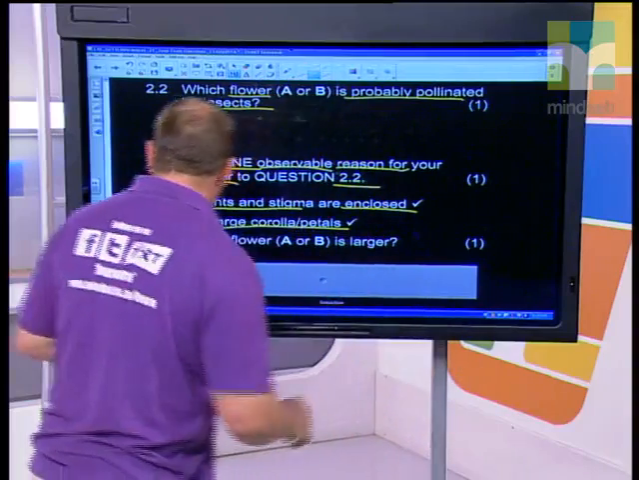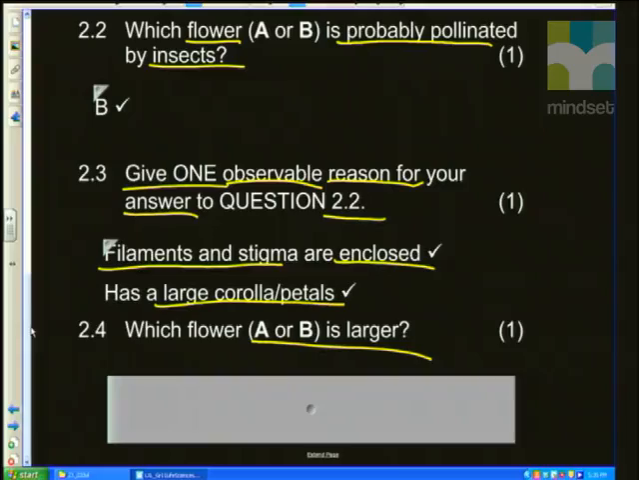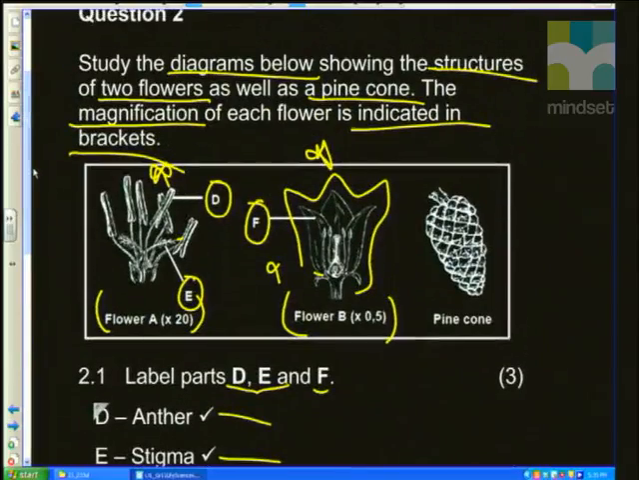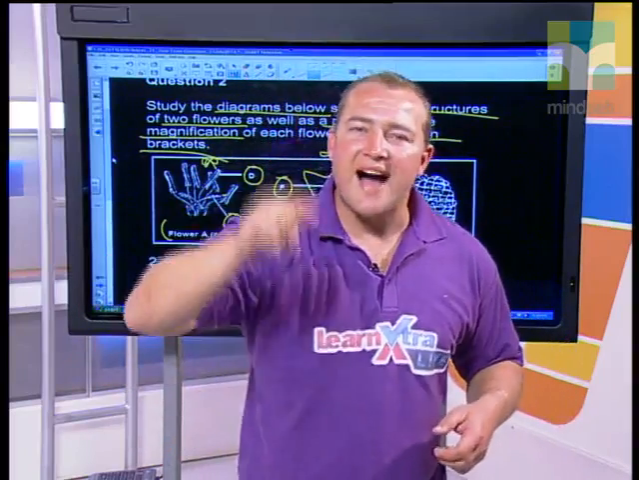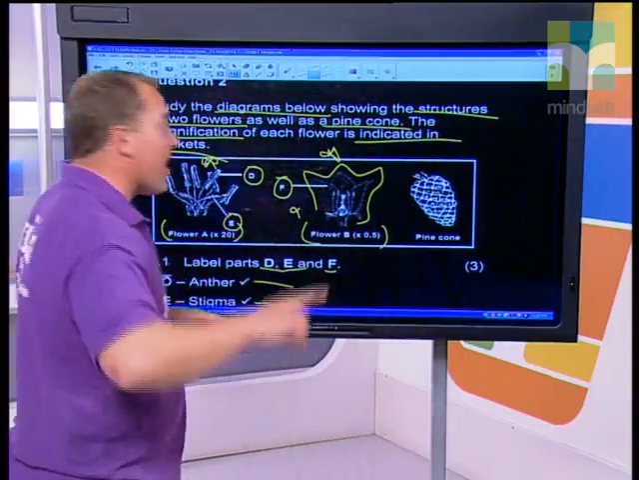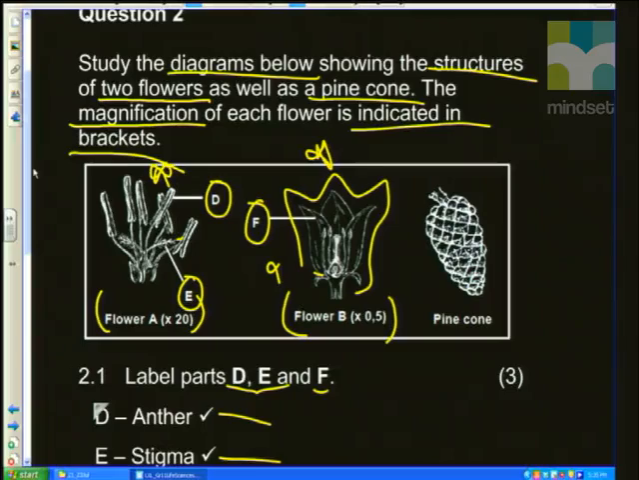Right, very easy. Now, which flower, A or B, is larger? If I have a look at this, which one do you think is larger? I think that one's larger. It's nice and big, and that one's small. Yeah? Now, big mistake. Don't trust your eyes at times. They lie. Can you believe it? Because if I have a look at it, right in the beginning, it says the magnification is indicated in the brackets. Remember, I made sure that I underlined that.